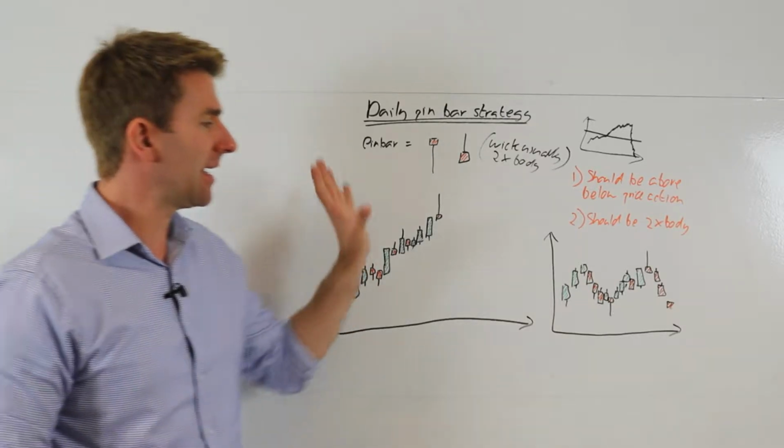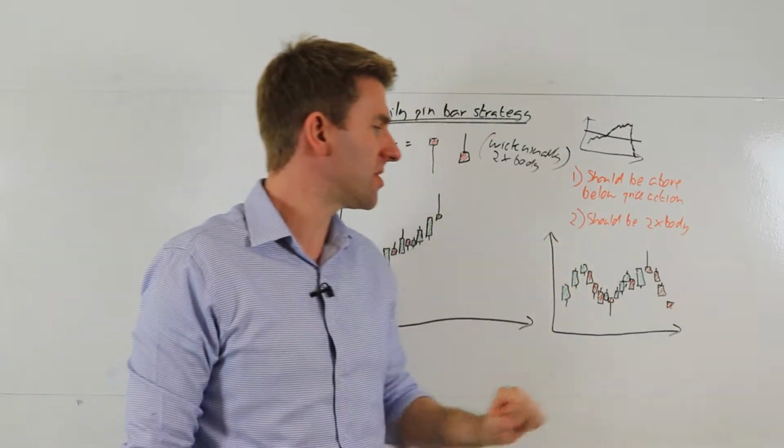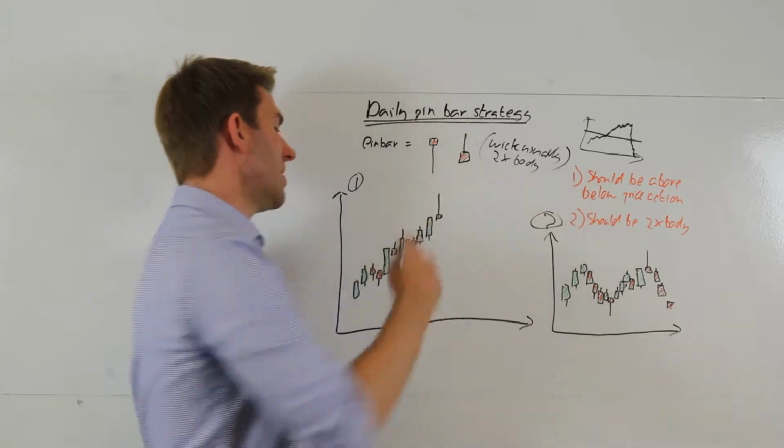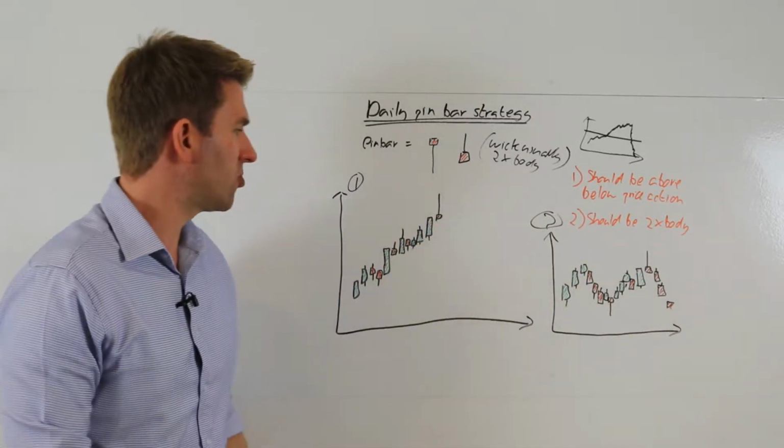Okay, so a couple of examples here of when we could use it, and maybe let's do one where we wouldn't want to use it. So look at number one here. Let's just do it so we know the difference between the two. Number one, okay, so we've got a kind of chugging uptrend here. Candles are moving up, steady uptrend.